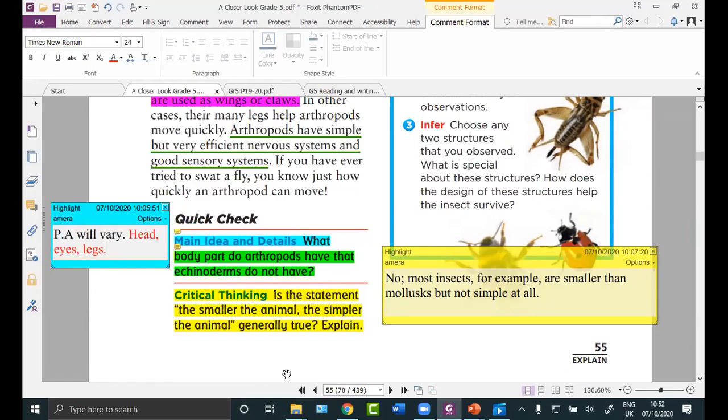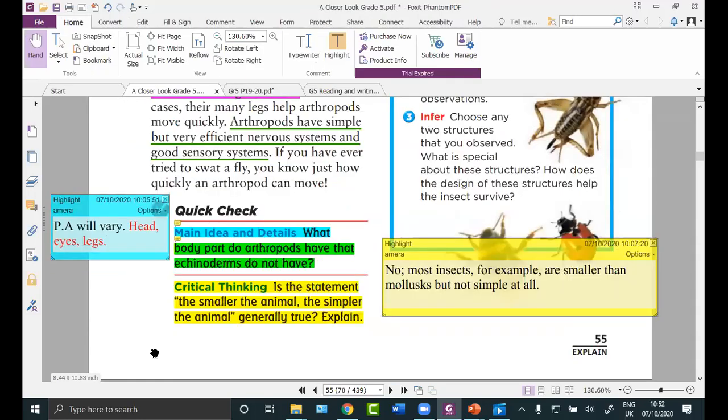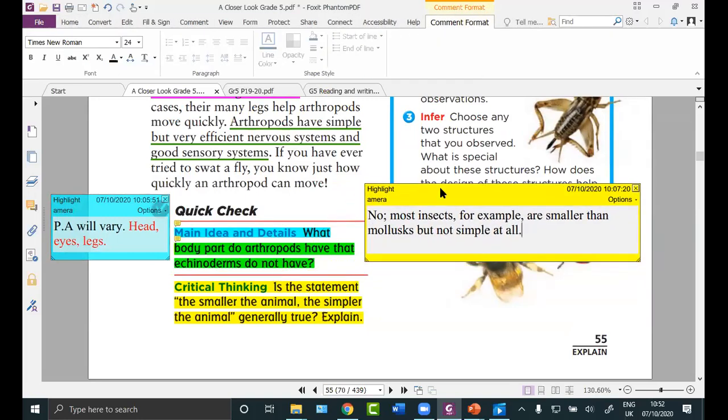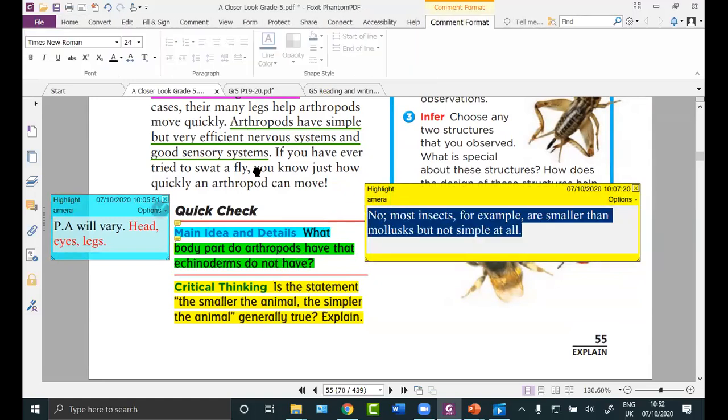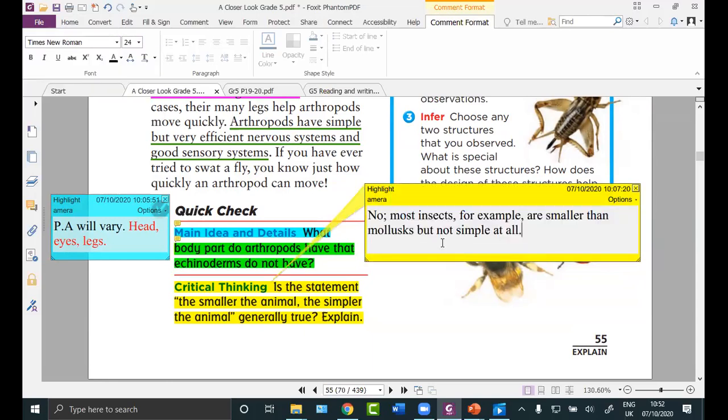Critical thinking. Is the statement "the smaller the animal, the simpler the animal" generally true? Explain. No. Most insects, for example, are smaller than mollusks, but not simple at all. The answer is no.